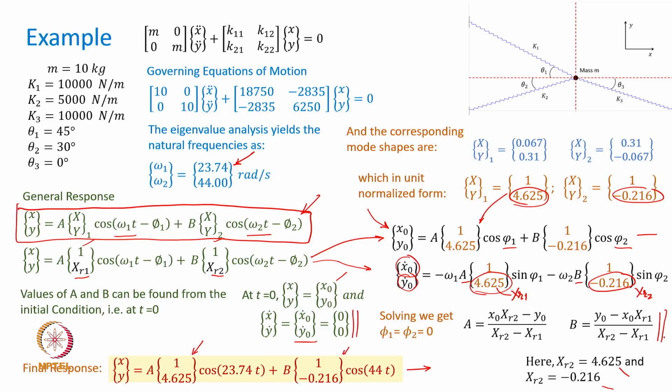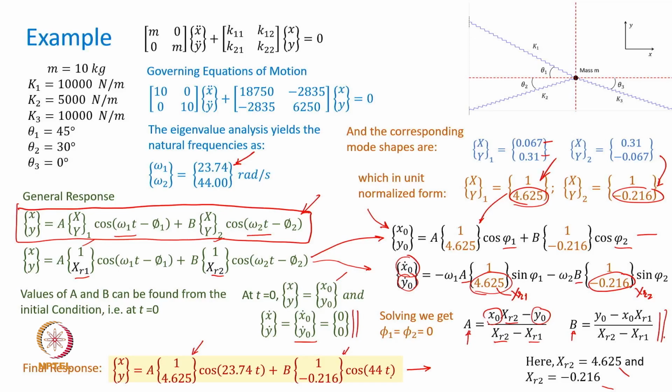If I get the values of a and b by using the prescribed x naught and y naught, I can get the response, because the mode shapes are already known to me through the eigenvalue analysis, the unit normalized mode shapes. How did I get this unit normalized? I divide this entire column by the first element, and then you get this one. Similarly here, you divide the first element by itself and the second element by the first element. That's the unit normalized mode shape.